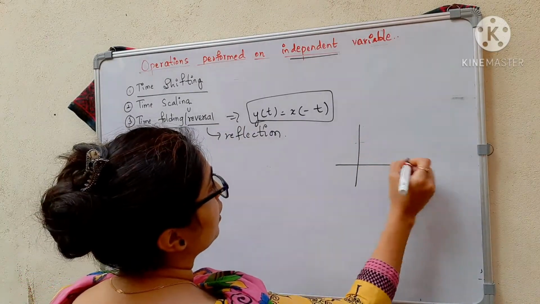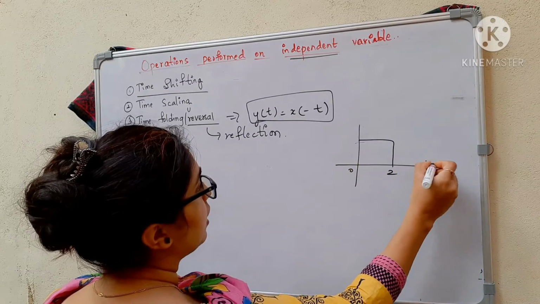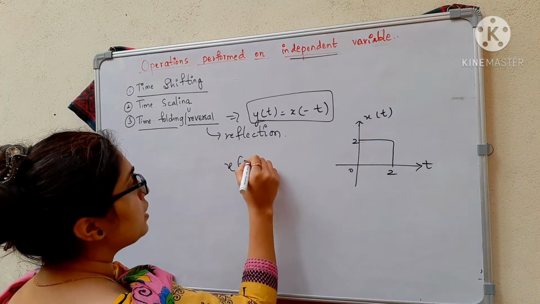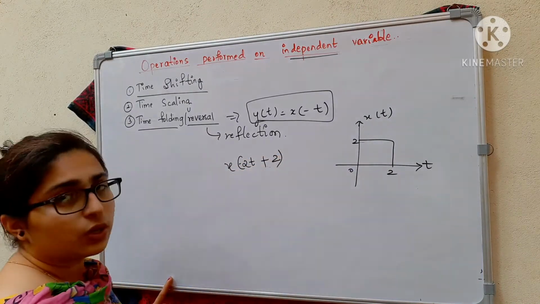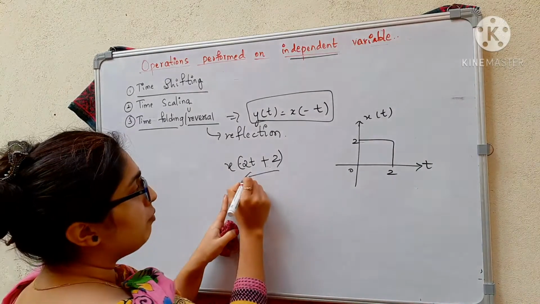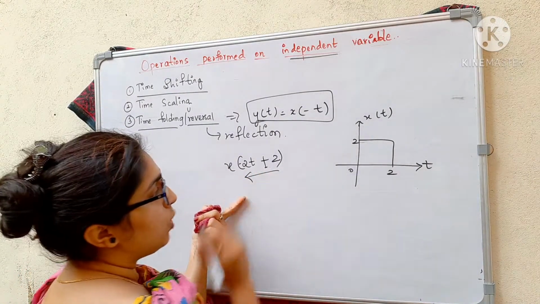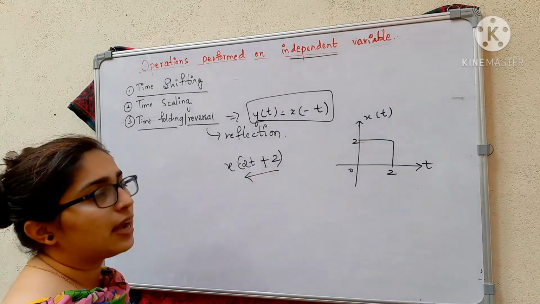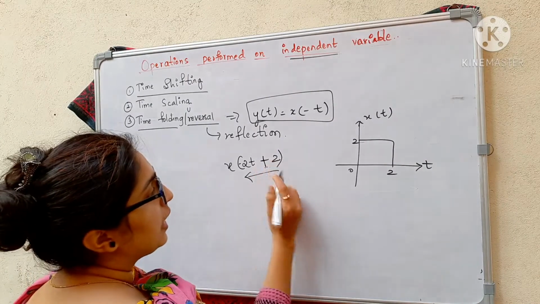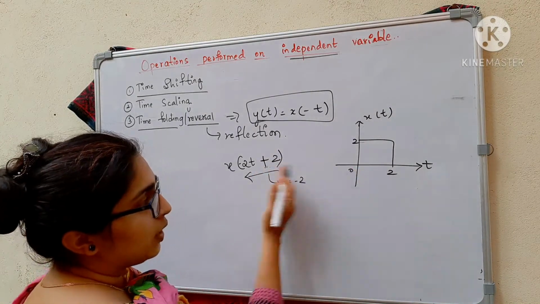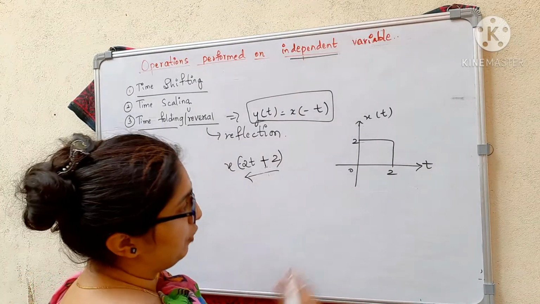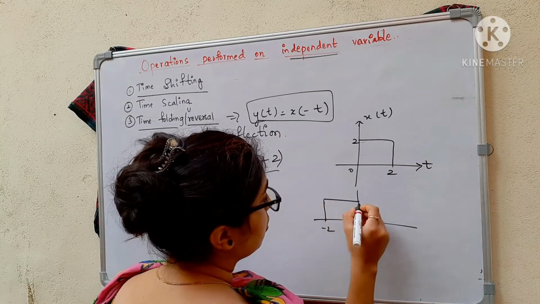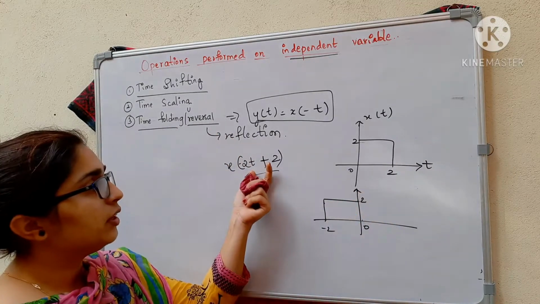For the given x of t, the same thing, 0 to 2 on t, and here the amplitude is 2. This is x of t. Perform x of minus 2t plus 2. So here this is the signal. I will come from right to left. That means the first operation I am receiving is the time shifting. Since it is t plus 2, we will be getting the advanced version, that means t is equal to minus 2. So it will be moving towards the left, minus 2 to 0. This is amplitude 2. So you have got t plus 2 now.